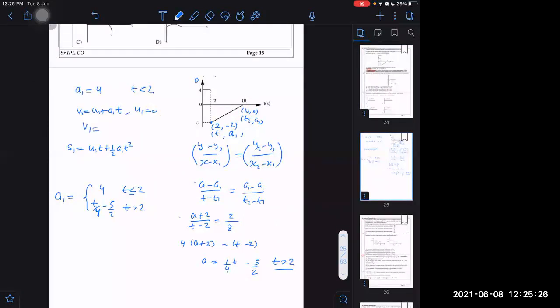v1 is 4 into 2, that is 8 meter per second. This final velocity of the first interval is the initial velocity of the second interval. Don't forget it. Final velocity of the first interval is equal to initial velocity of the second interval.